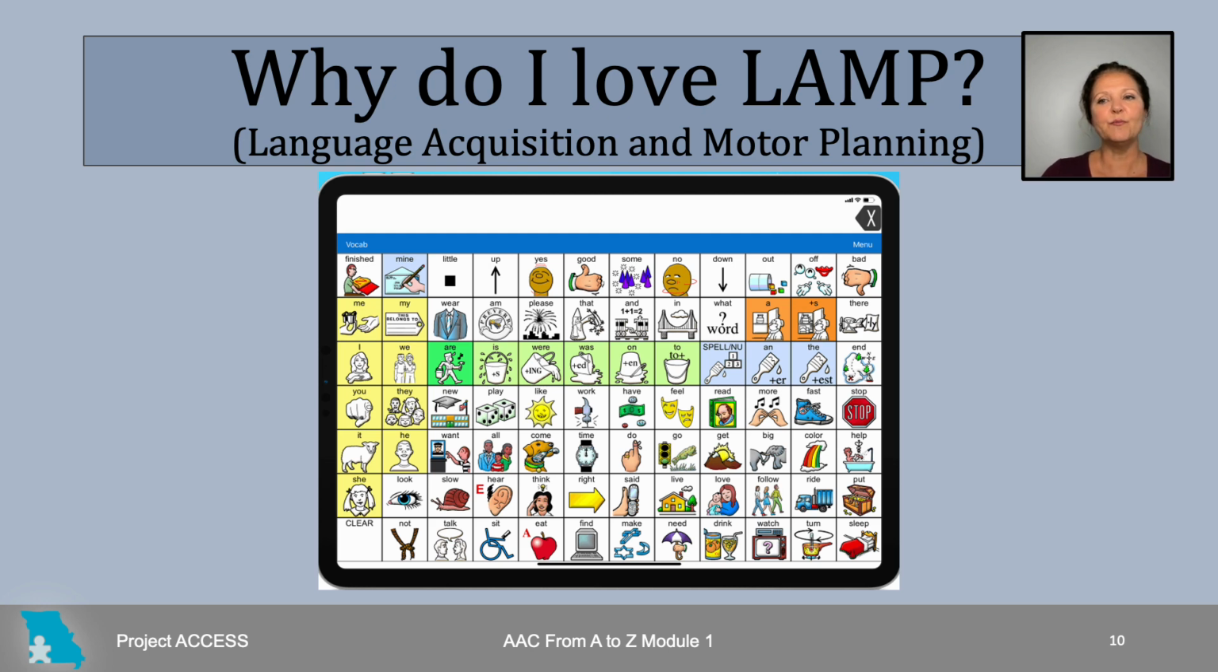I want to give you more of a definition of LAMP, because I think that is important for us to look at, and to understand why the motor planning is so important and why it actually works so well with the students that we work with, especially if they're on the spectrum and they're nonverbal. So this is one of the clinical definitions: language acquisition through motor planning.